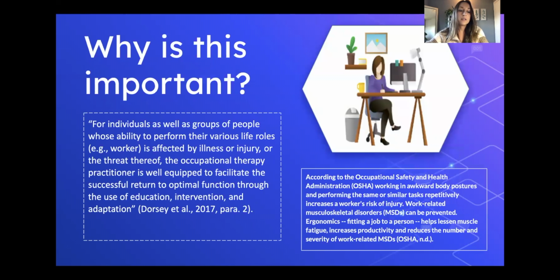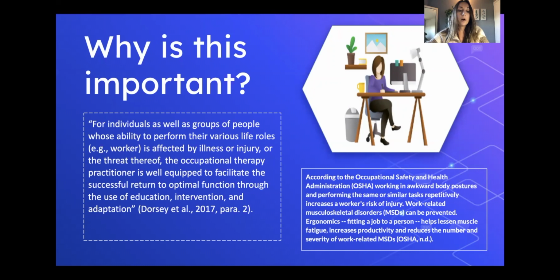So why is this important? Occupational therapy has an important role in ergonomics given our profession's focus on helping individuals, groups, and communities participate in daily activities. To further support our role in ergonomics, we have provided a quote from the American Occupational Therapy Association, which reads, "For individuals as well as groups of people whose ability to perform their various life roles is affected by illness or injury, the occupational therapy practitioner is well equipped to facilitate the successful return to optimal function through the use of education, intervention, and adaptation."